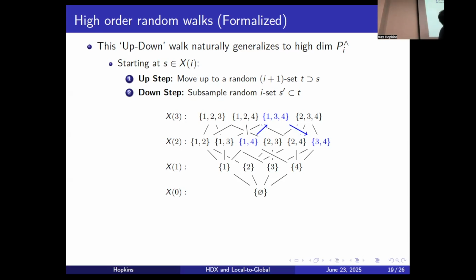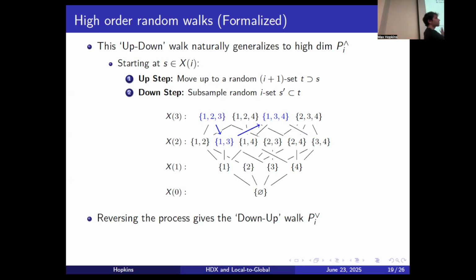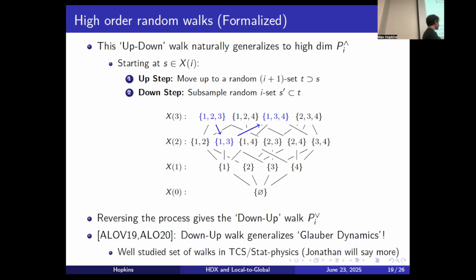Okay, the other natural thing I could do is reverse this process. I could instead start at a triangle, first take a down step, remove one thing, and then walk back up to a new triangle. This is called the down-up walk, and I'll denote it by this lower wedge i. So this is basically the sequence of random walks we'll be interested in on the complex that generalizes in a very natural way the basic graph random walk. And Jonathan will talk about this more. It was realized by Anari, Liu, Oveis Gharan, and Vinzant that this down-up walk is a vast generalization of a well-studied set of Markov chains called Glauber dynamics in TCS and statistical physics. I'm going to show you 3 basic examples, and Jonathan will talk about more applications throughout statistical physics and TCS.